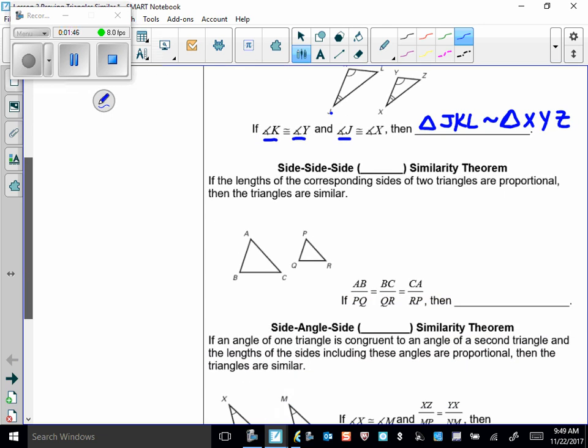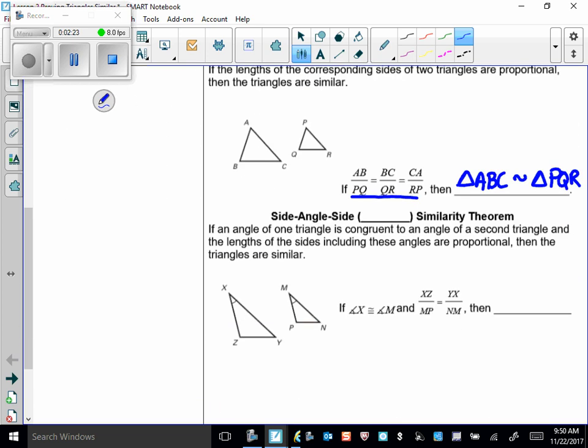All right, the next theorem that we have is the side-side-side similarity theorem. Very similar to the side-side-side congruence theorem. It says if the lengths of the corresponding sides of two triangles are proportional, then the triangles are similar. So here I can see that the ratios of all the corresponding sides, if they're all equal, then I know that triangle ABC is similar to triangle PQR. Side, side, side.